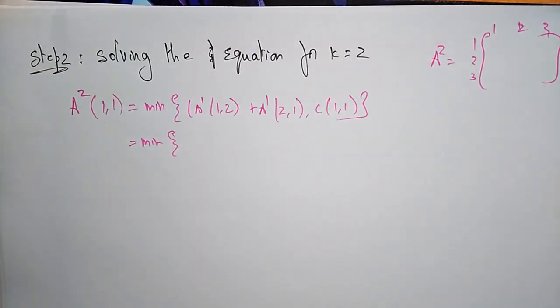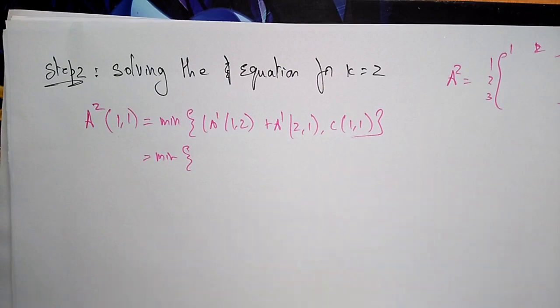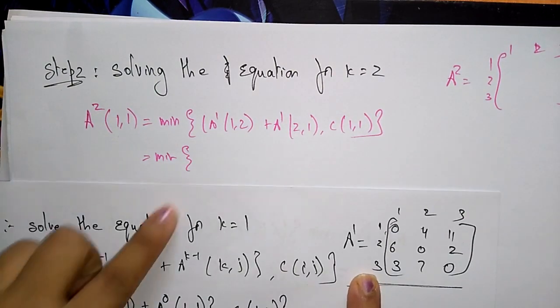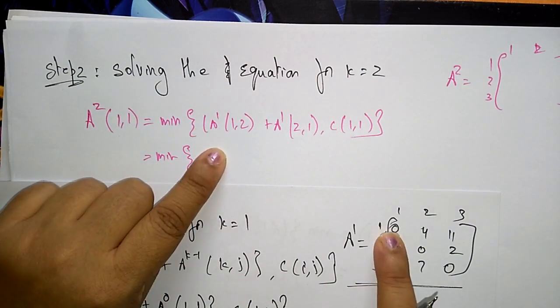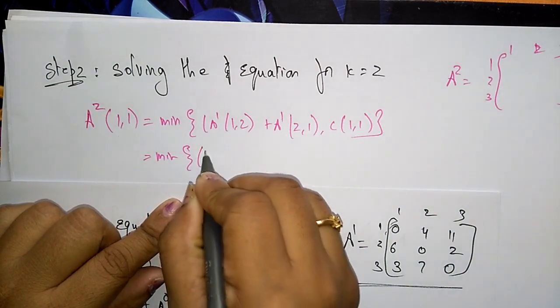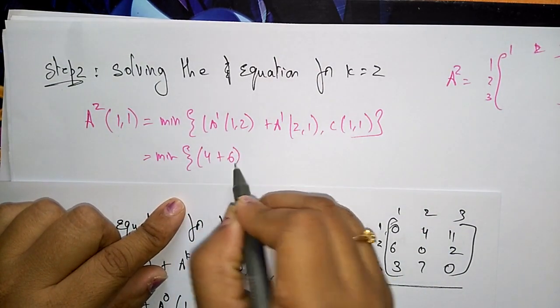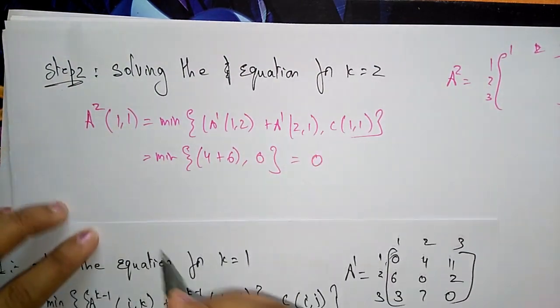Now check the previous, whatever the adjacent vertex. So now I take the A1. Instead of taking A0, I will take the reference as A1 vertex, A1 matrices. So A1 of 1 comma 2 is 4, and A1 of 2 comma 1 is 6, comma 0. So the 0 is the minimum value.